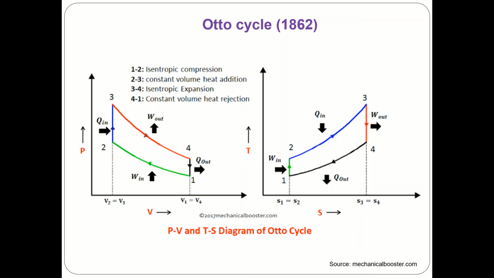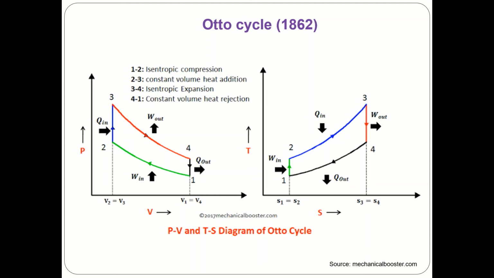So these cycles consist of four processes. The first process from 1 to 2 is the isentropic compression process, then 2 to 3 is the heat addition process, 3 to 4 is the expansion process, which we also call the power process, and the final one is the heat rejection process.